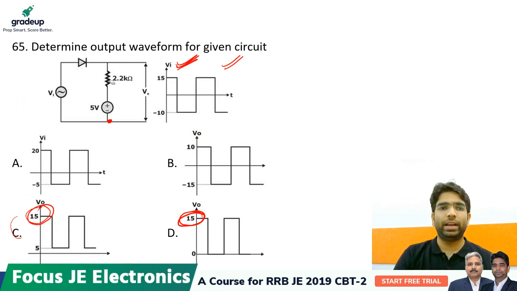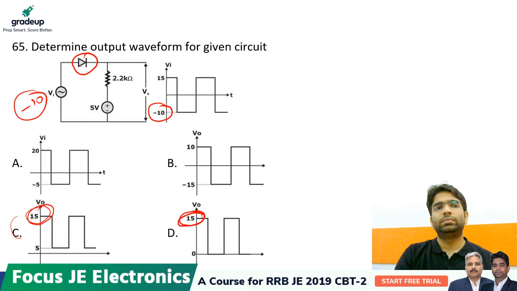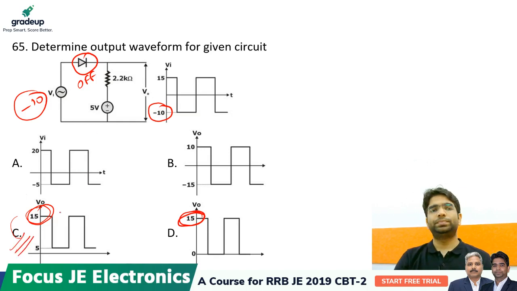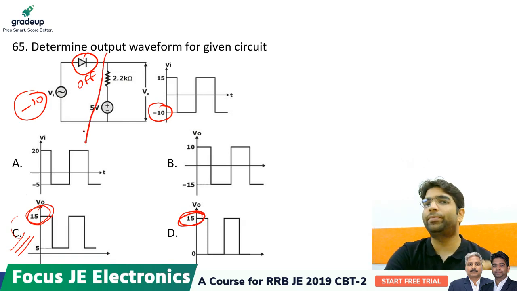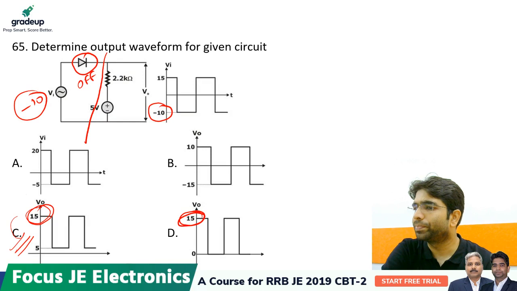What is this negative voltage? It is minus 10. If it is minus 10, then this diode will be off. So what will be the output that you will be getting? It will be 5 volts. This diode is off. This circuit can be seen as a different independent circuit. So can you say that it is option C? Yes.